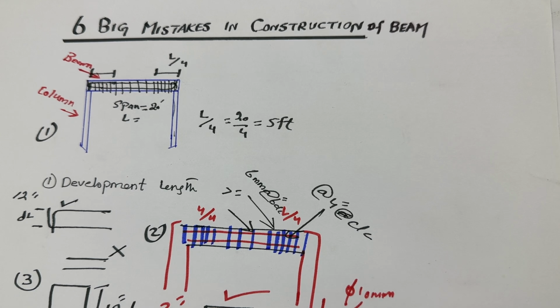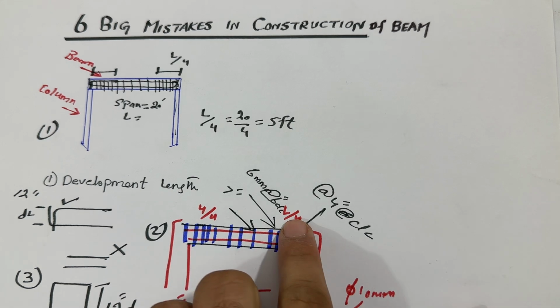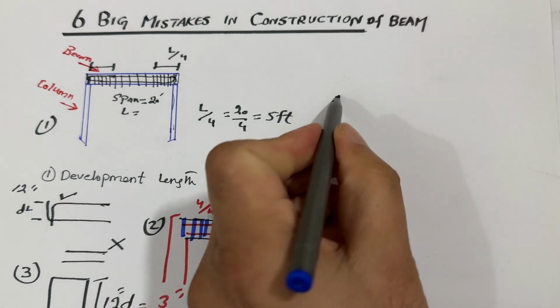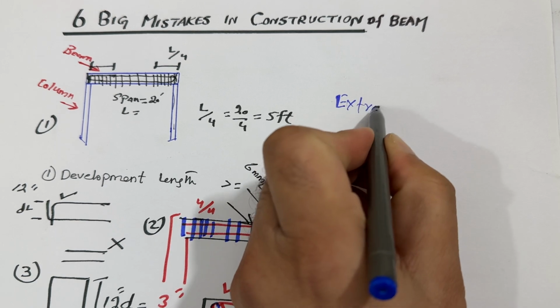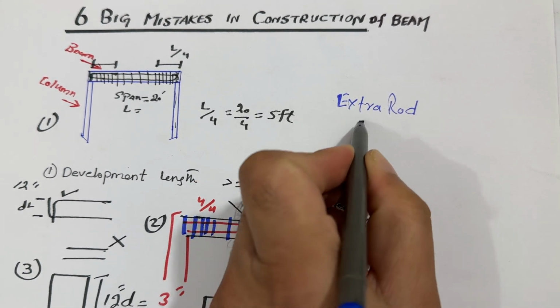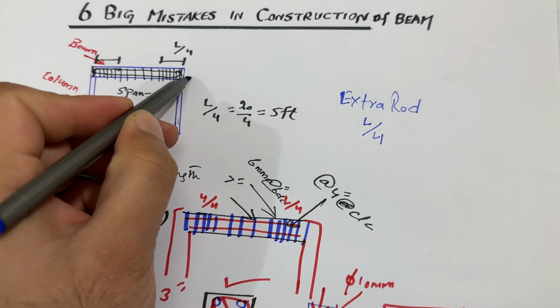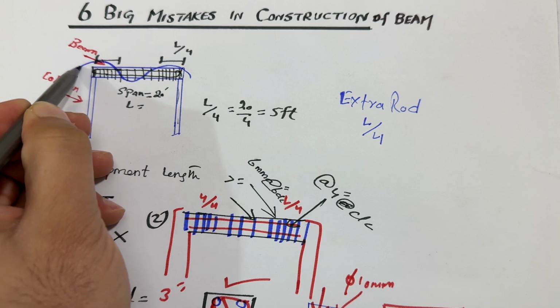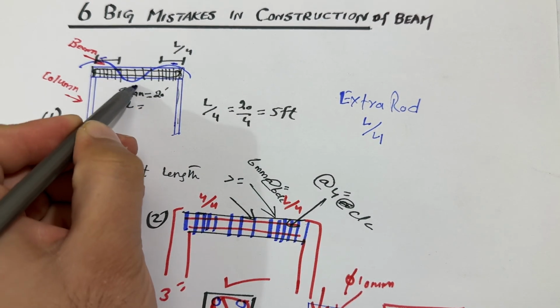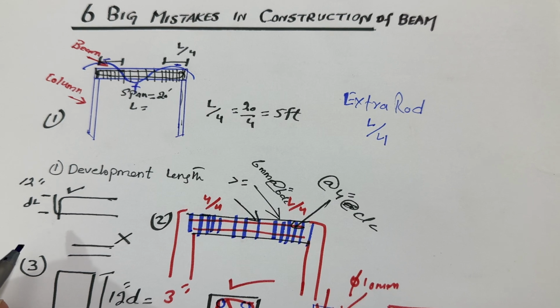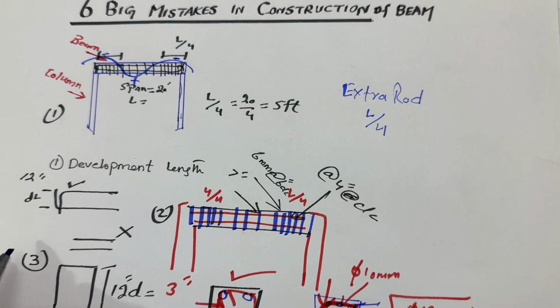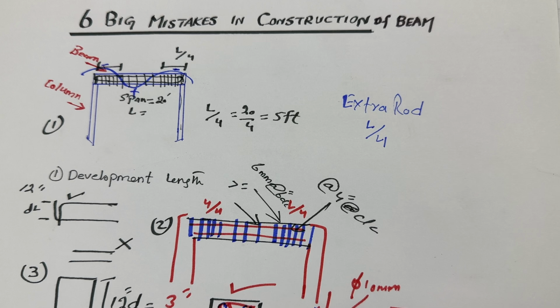Next, in the beam, it is very important to provide extra steel rods at the distance of L/4, as I discussed here, because we have more chances of cracks. Here we have negative bending moment, and here we have positive bending moment. Therefore we should provide extra steel rods to resist negative bending moment, especially in beams. So these are 6 big mistakes you should avoid at the construction site, otherwise you will face more problems.